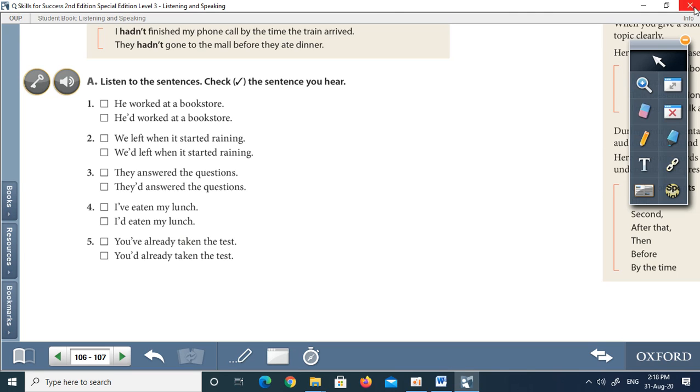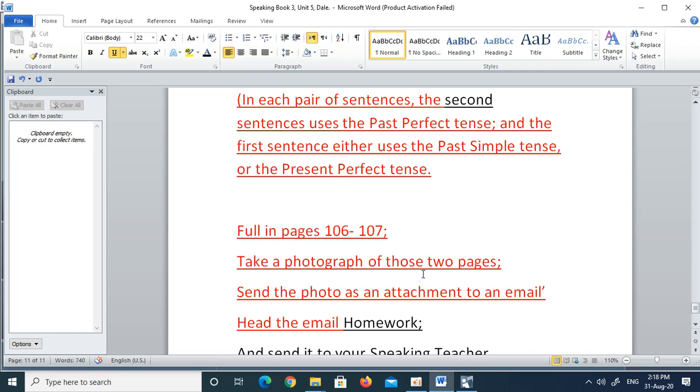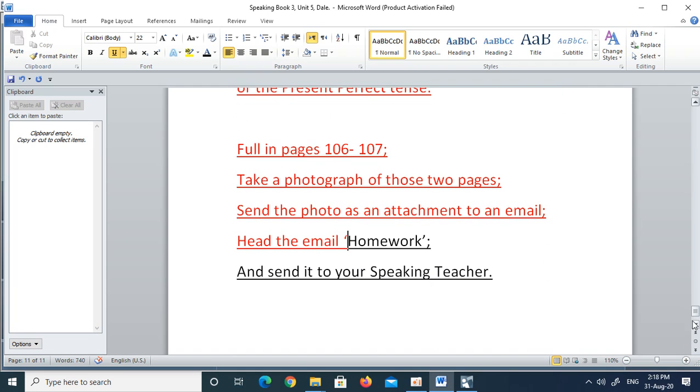Okay, what I need you to do, once you've ticked the answers, take a photograph of the exercise on pages 106 and 107. Send the photo as an attachment to an email. Head that email homework and send the email to your speaking teacher.